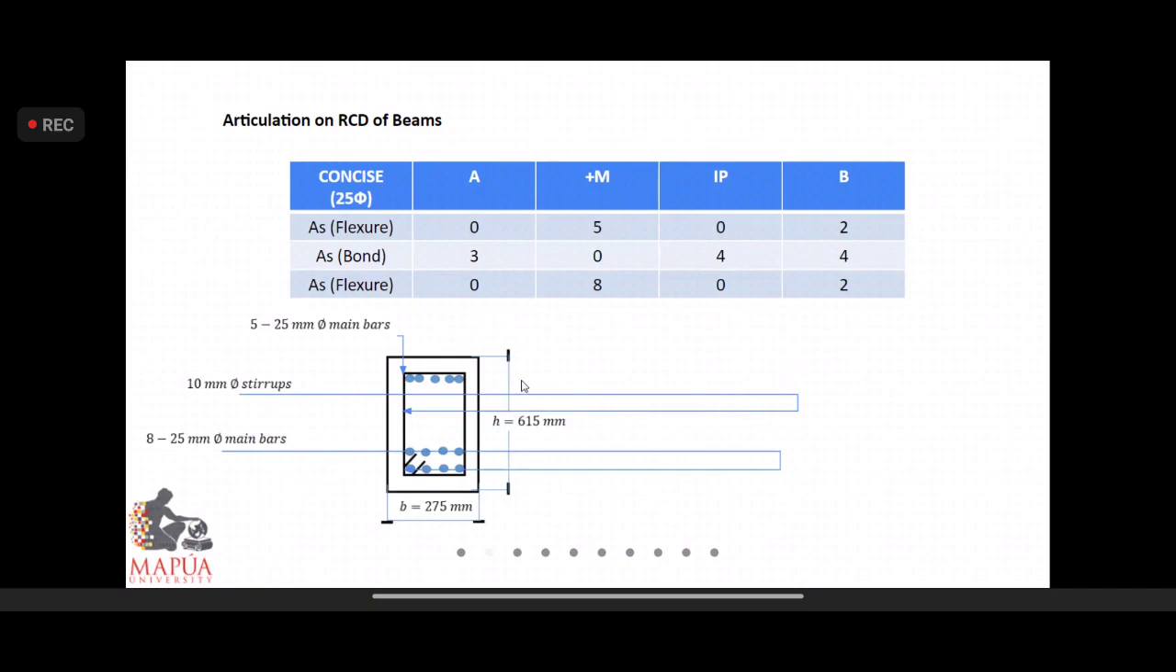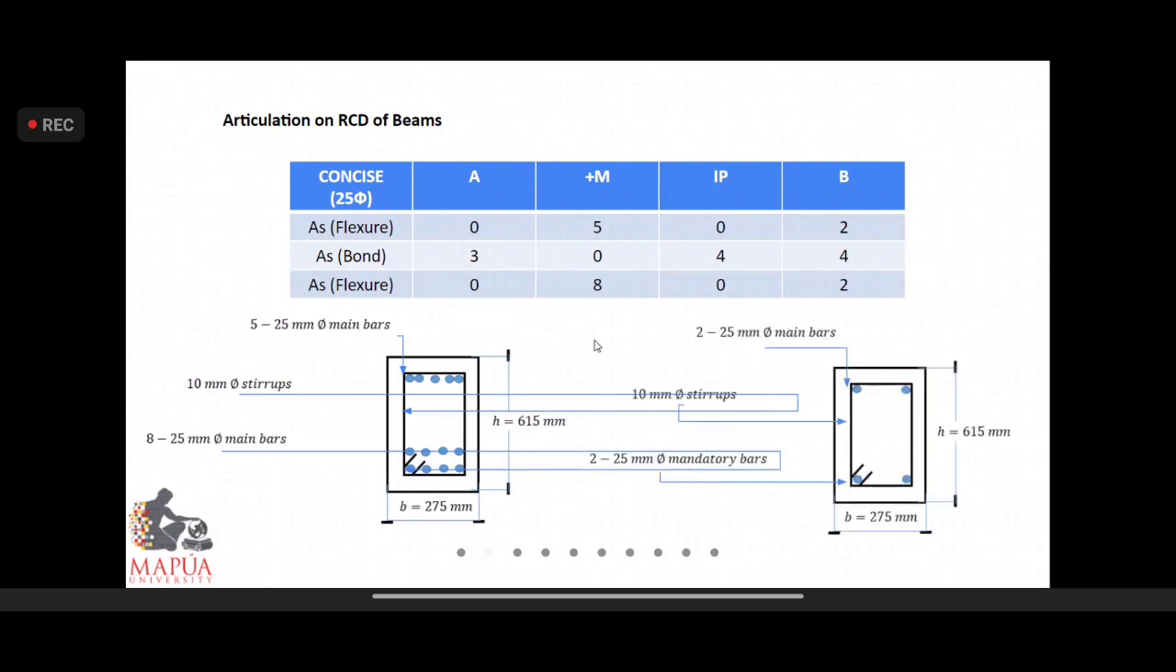So this is the setup we made at about mid-span, and this will be the setup at the supports.